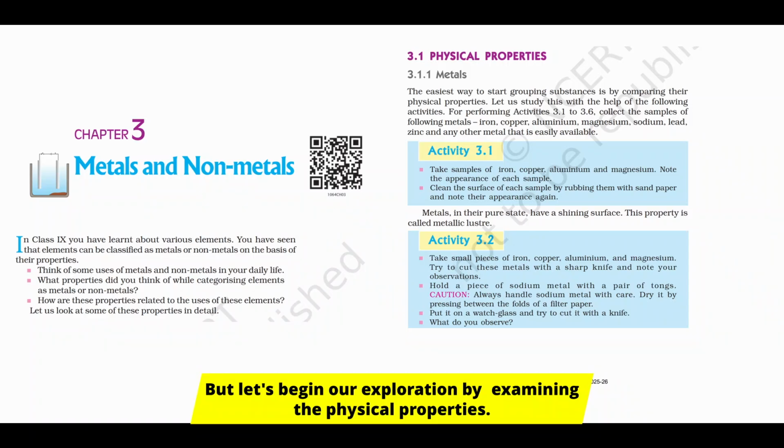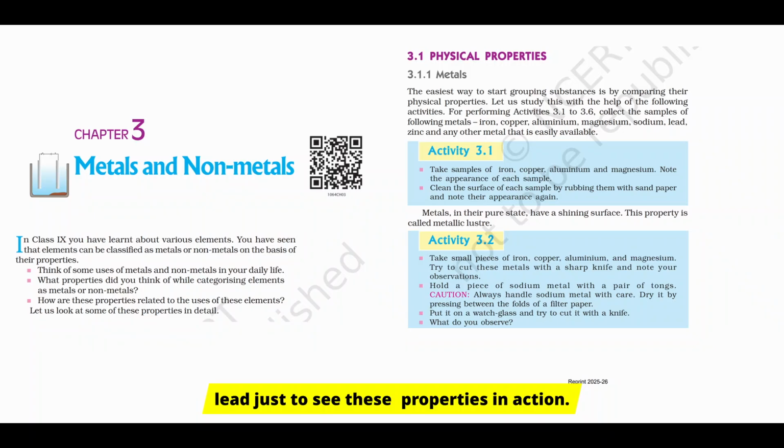Right, let's begin our exploration by examining the physical properties. These often give us the first, most straightforward clues about how to group different substances. We'll consider a range of samples, think iron, copper, aluminium, magnesium, sodium, zinc, lead, just to see these properties in action. Okay, first stop. Metallic luster. You know that distinctive shine metals have. Yeah, the shininess. Exactly, that's metallic luster.